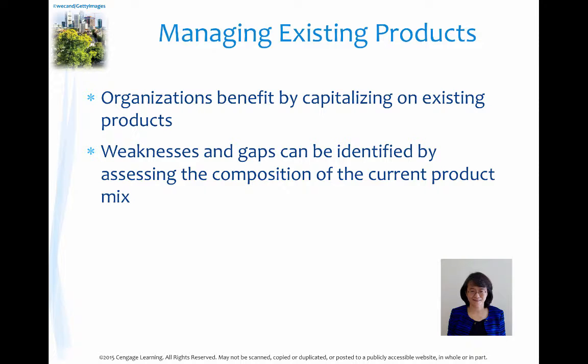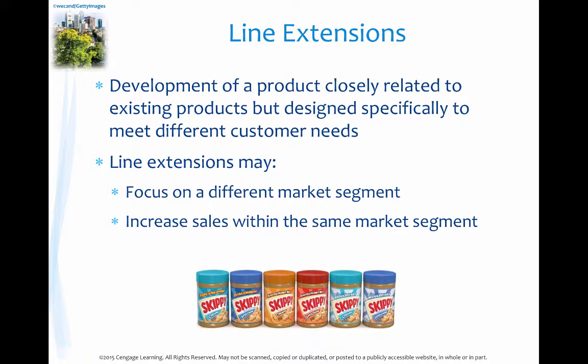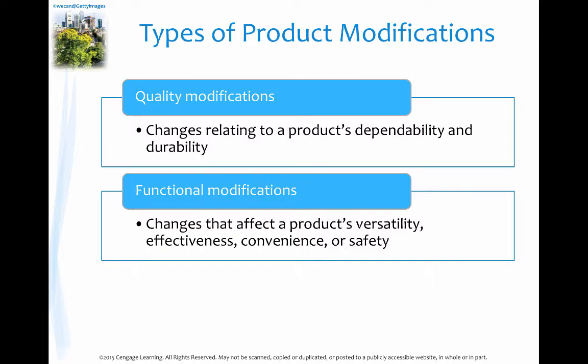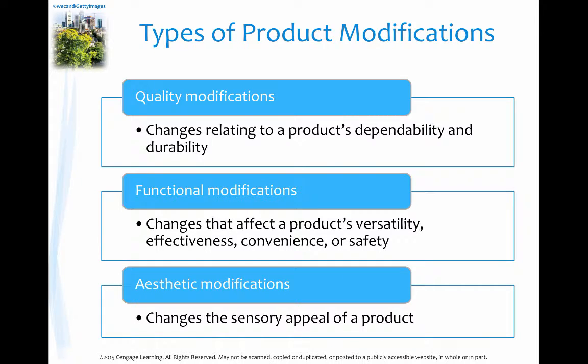Using existing products, a product mix can be improved through line extension and through product modification. A line extension is the development of a product closely related to one or more products in the existing line, but designed specifically to meet different customer needs. Product modification is the changing of one or more characteristics of a product. This approach can be achieved through quality modifications, functional modifications, and aesthetic modifications, changing the sensory appeal of a product.